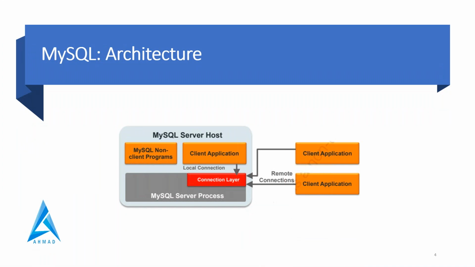So this is the first architecture of MySQL. In it, we have the MySQL server host, which contains MySQL non-client programs and client applications, then the connection layer, where the MySQL server process runs. We also have client applications, which connect through a remote connection. And if we are connecting on the same host, that is a local connection. So basically, this is the component architecture of MySQL.